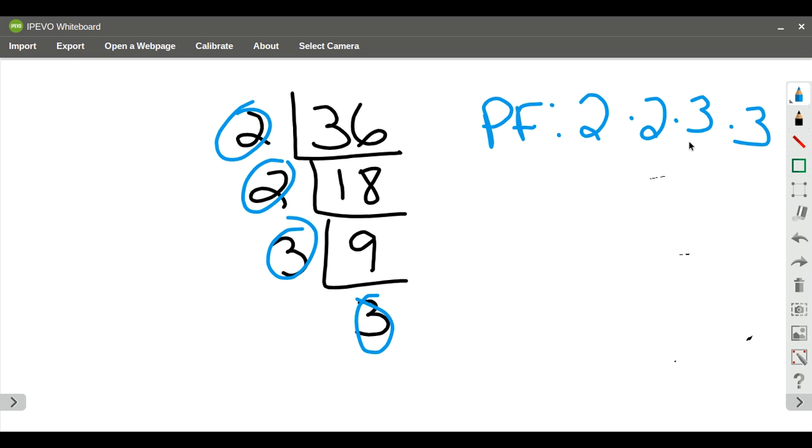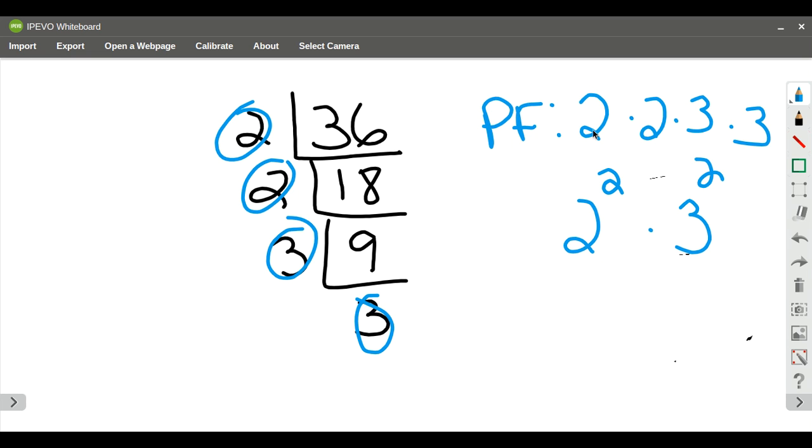So this is prime factorization written without exponents. Notice I still am using multiplication symbol. So it's 2 times 2 times 3 times 3. And then my next step is going to be putting them in exponents. So I look at the factors that I have more than one of. So here I have 2 2's. So it's going to be 2 to the second power times 3 to the second power because I have 2 3's. And so this right here is my prime factorization written in exponent form.